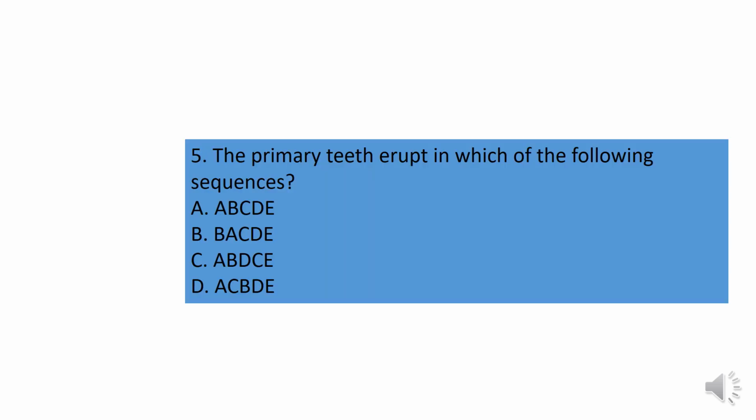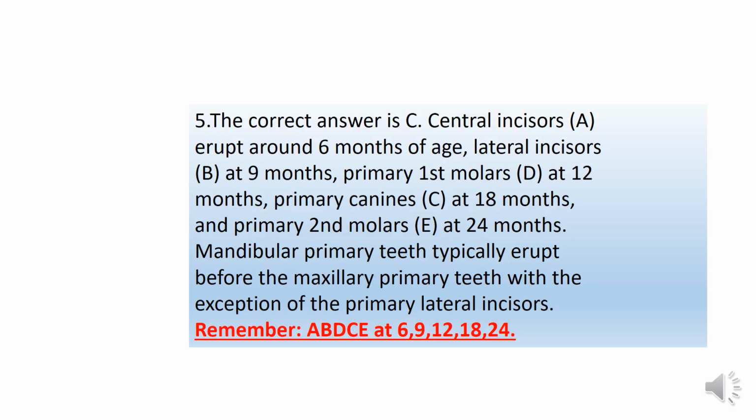Then let's go to the fifth question. The primary teeth erupt in which of the following sequences? For this, always remember: first the central incisor erupts, then the lateral, then the first molar, then the canine, and then the second molar. So the sequence will be A, then B, then D, then C and E. I just received this question in my final ADAT exam, so you have to remember it by heart, whether it's the eruption sequence for primary or permanent teeth, and which tooth will replace which one, succedaneous or non-succedaneous. Very important.